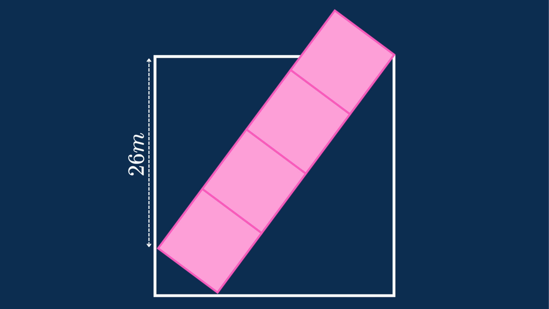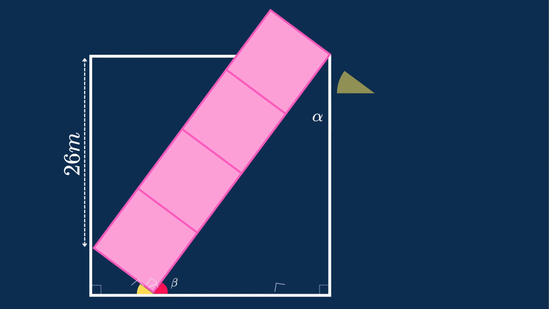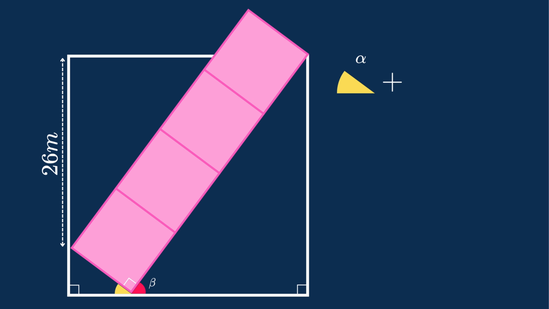We know that there's a right angle on the square, another on the bottom of the pink stick, and a third in the bottom left corner. And let's label the 2 angles either side of the stick, alpha and beta. On a straight line, the angles have to add up to 180 degrees. So 90 plus alpha plus beta must equal 180.